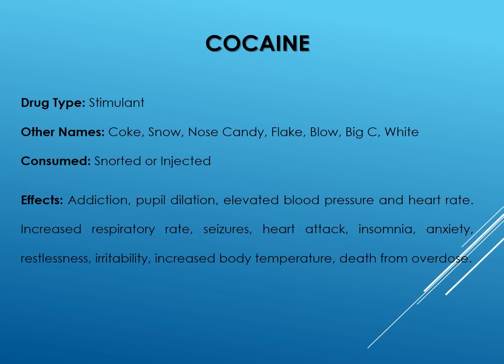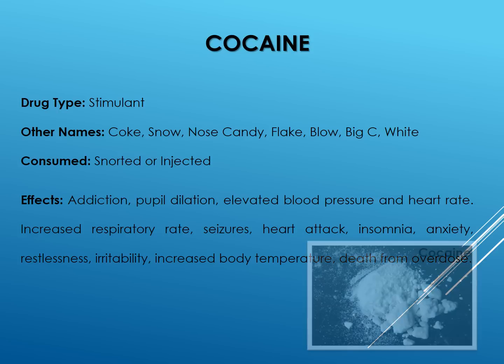Cocaine. Drug type stimulant. Other names: coke, snow, nose candy, flake, blow, big C, white. Consumed, snorted, or injected. Effects: addiction, pupil dilation, elevated blood pressure and heart rate, increased respiratory rate, seizures, heart attack, insomnia, anxiety, restlessness, irritability, and increased body temperature.